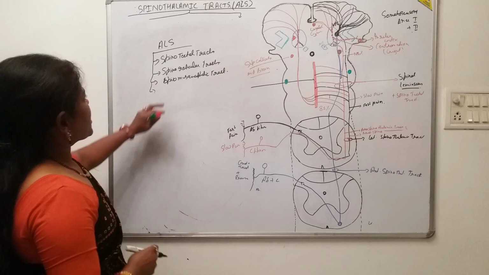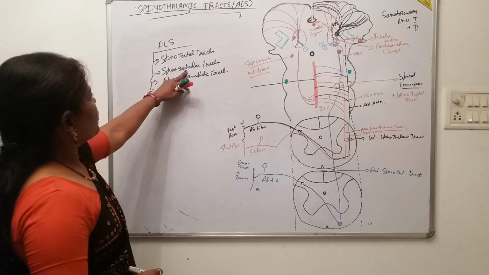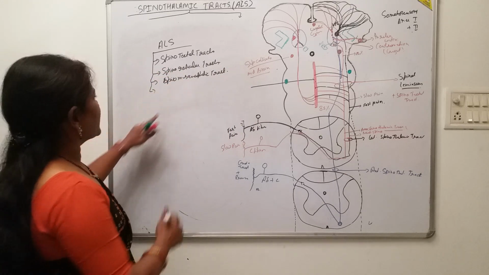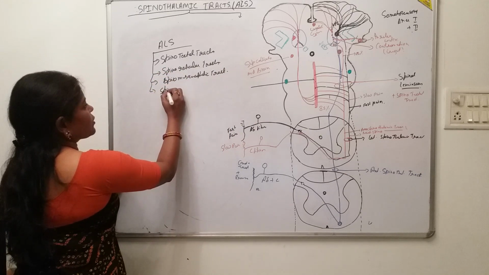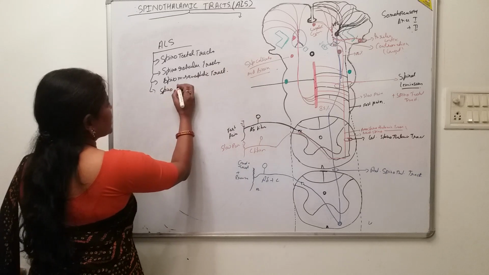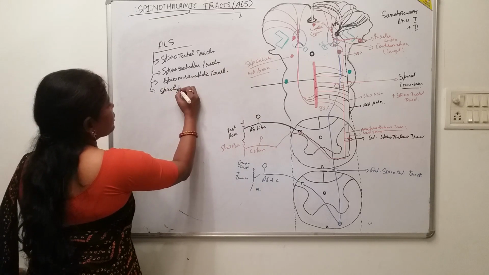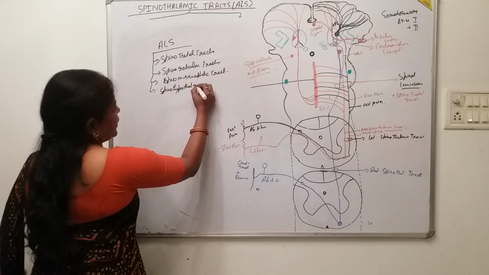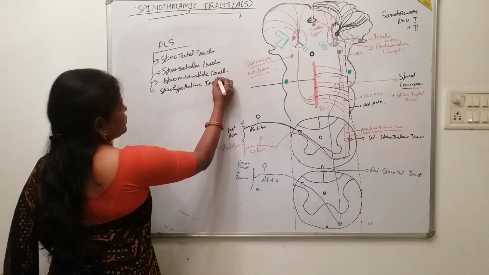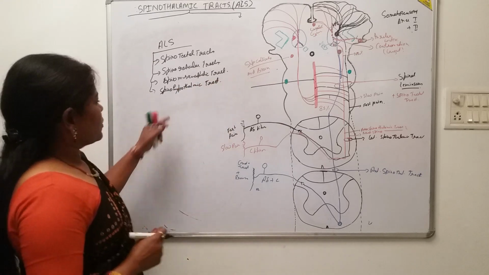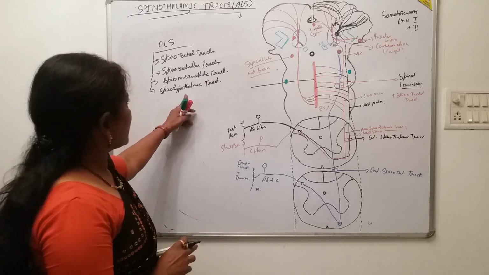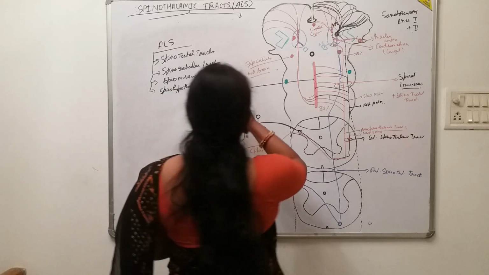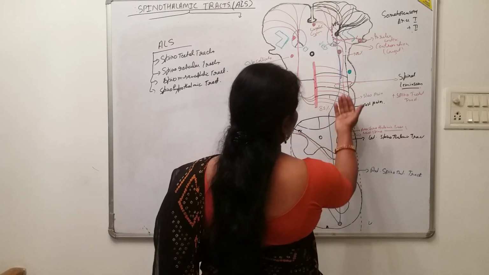Okay. What are the spinotectal, spinoreticular, spinomesencephalic, and the spinohypothalamic tracts also? Spinohypothalamic tract. Okay. So what are these? From where are these tracts coming? These tracts are coming from the spinothalamic tracts.